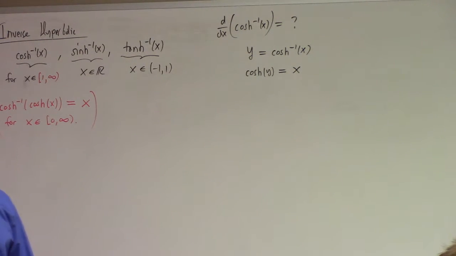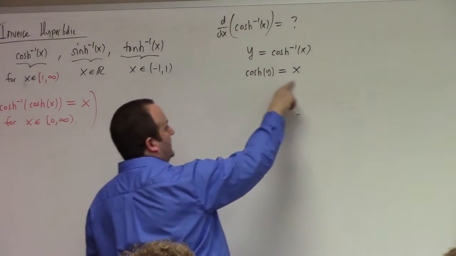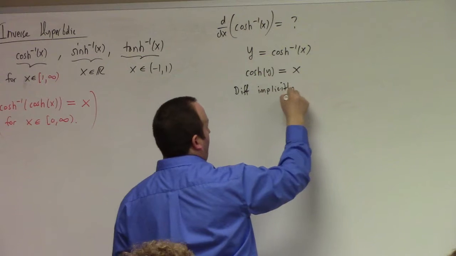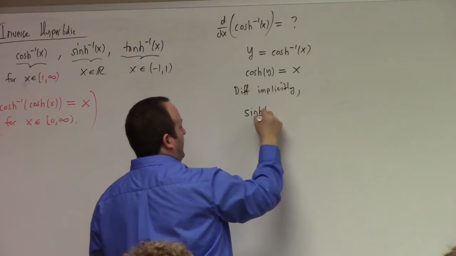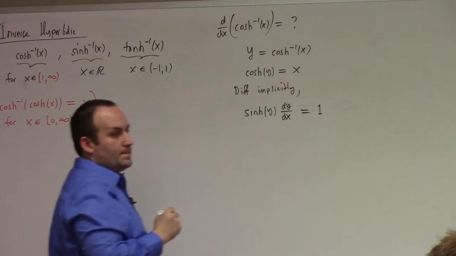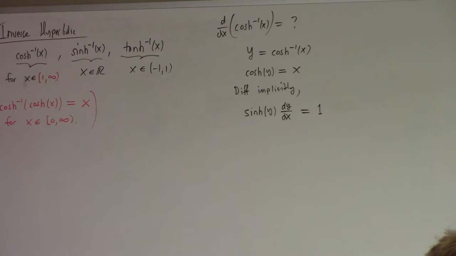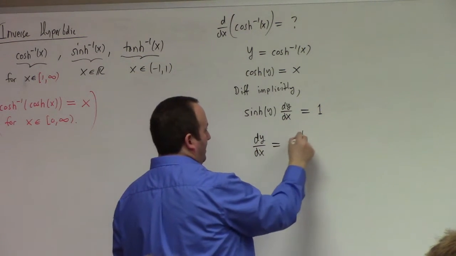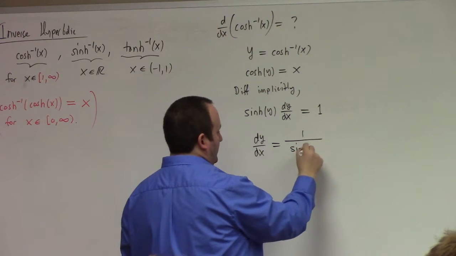It's that same series of steps I made in the last class to calculate the derivatives of inverse cosine and inverse tangent. Now, I differentiate implicitly. What does that give me? I get sinh of y times dy dx is equal to 1, because again, the derivative of cosh is positive sinh. And now I solve for dy dx. What do I get? Yeah, 1 over sinh y.